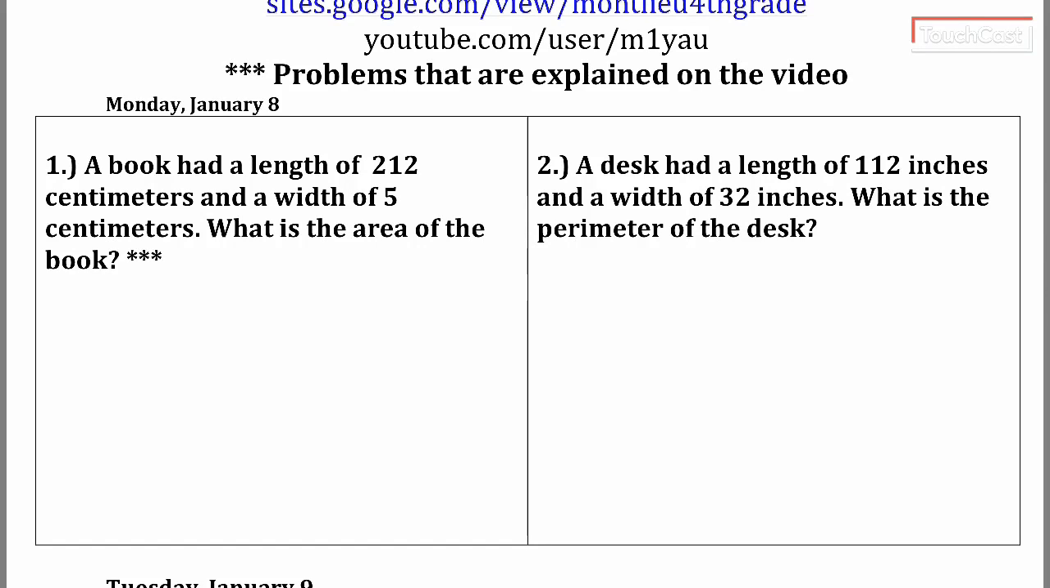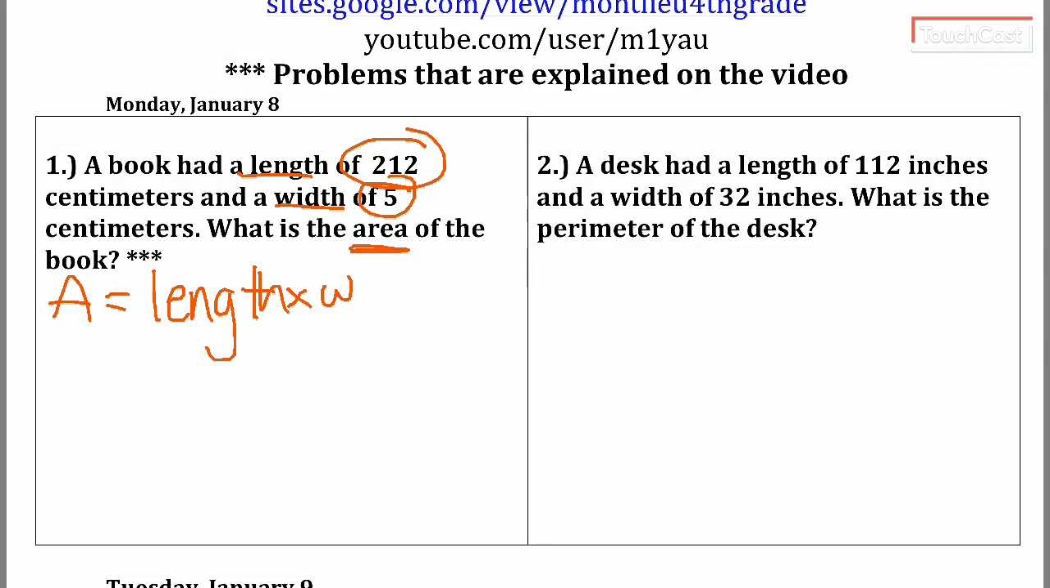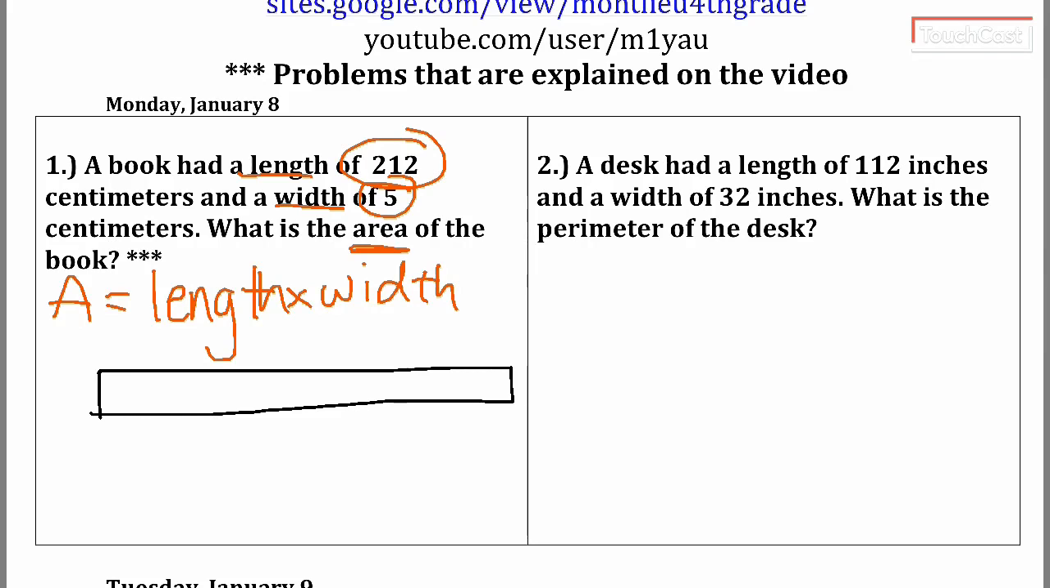Let's take a look at number 1 from Monday. A book had a length of 212 centimeters and a width of 5 centimeters. What is the area of the book? I know I'm solving for area, and area always is length times width. So I'm going to draw a picture of this really abnormally long book. Let's just pretend it's not to proportion.